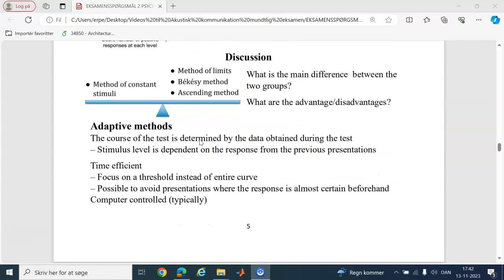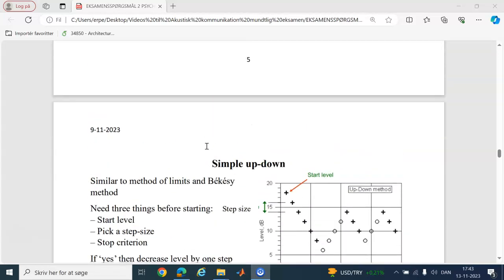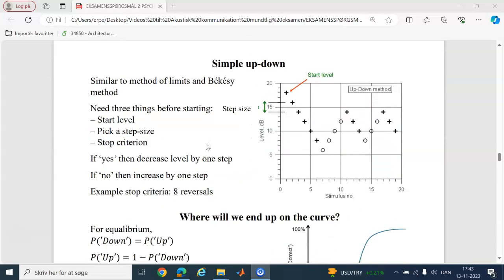Then we have adaptive methods. The course of a test is determined by the data obtained during the test. The stimulus level depends on the response to previous presentations. Adaptive methods are time efficient and focus on a threshold instead of an entire curve. It is possible to avoid presentations where the response is almost certain beforehand. It's computer controlled. Simple up-down is similar to both the method of limits and the Békésy method.